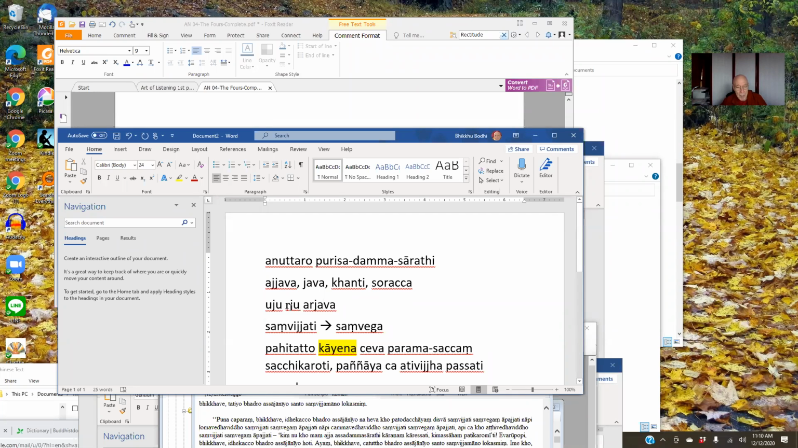Yeah, so from riju, we get the noun arjava. But it has no relation to the word Java, completely different.